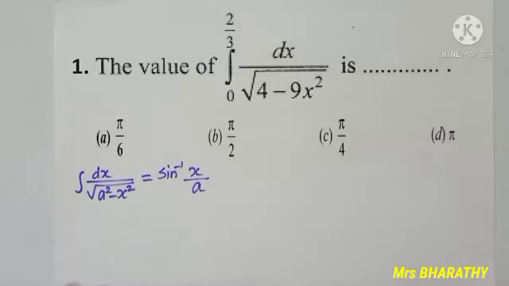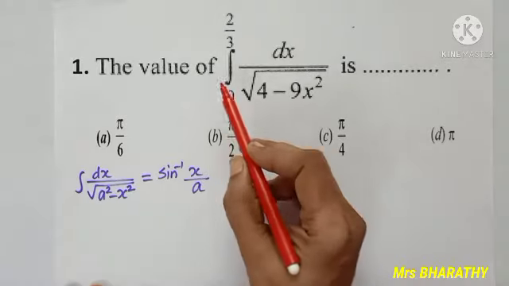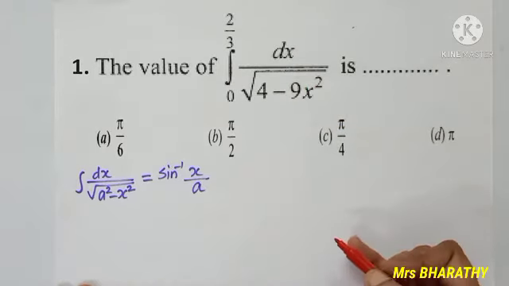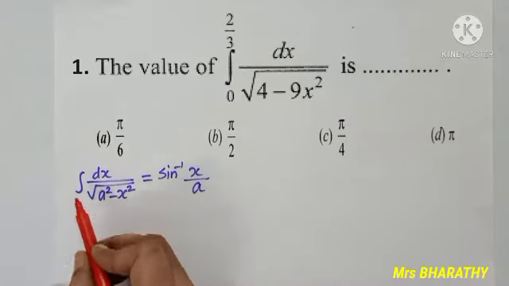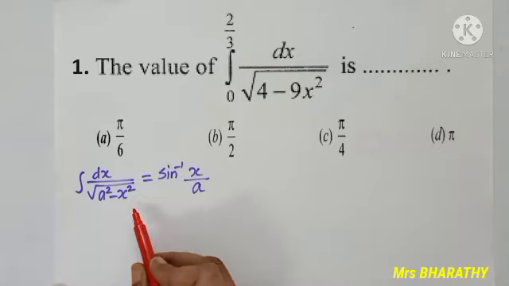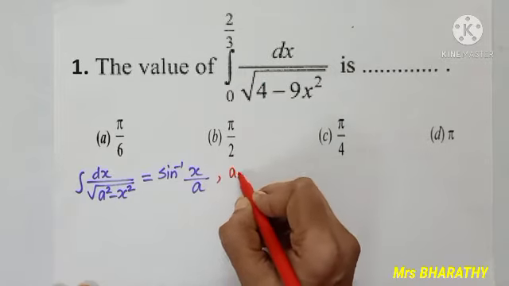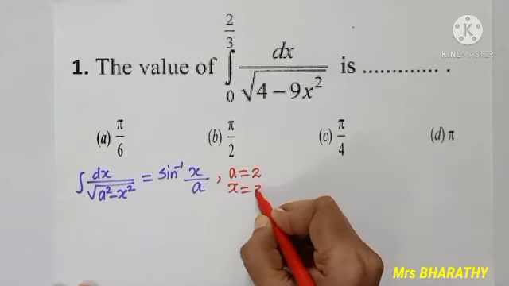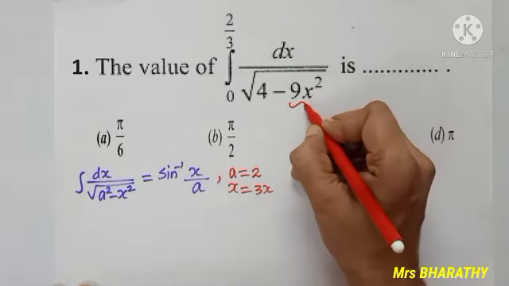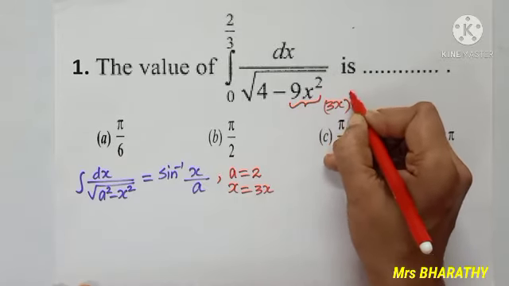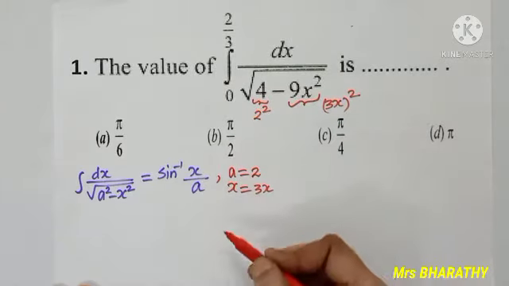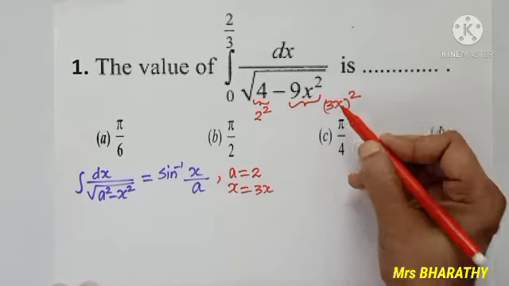Exercise 9.10, question number 1. The value of integral 0 to 2 by 3 dx by root of 4 minus 9x square. Just recall the formula, integral dx by root of a square minus x square is sine inverse x by a. In this problem, 9x square can be written as 3x the whole square, and 4 can be written as 2 square. As we compare, a is 2 and x is 3x.